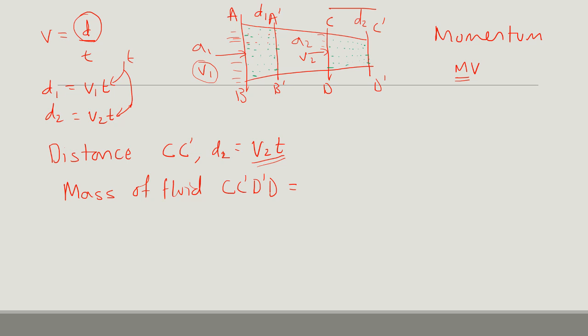Recall that density is equal to mass over volume. This is capital V, please don't confuse it with velocity. Recall that rho, density, is equal to mass over volume. Now mass will be equal to what?